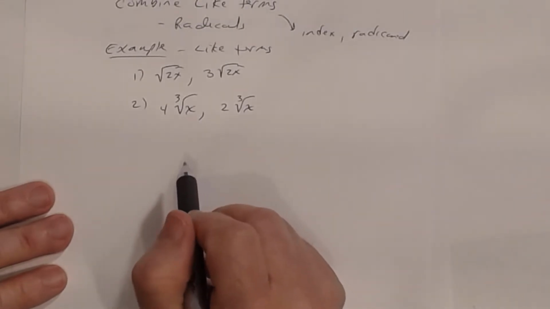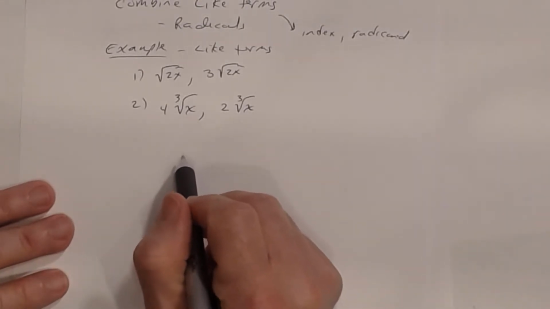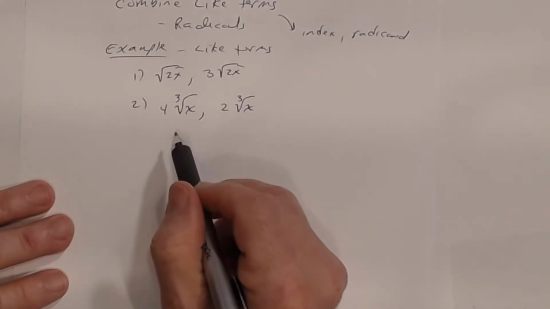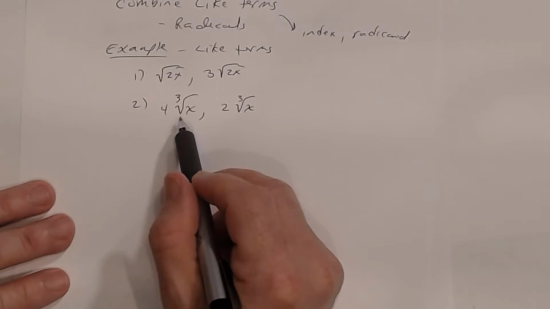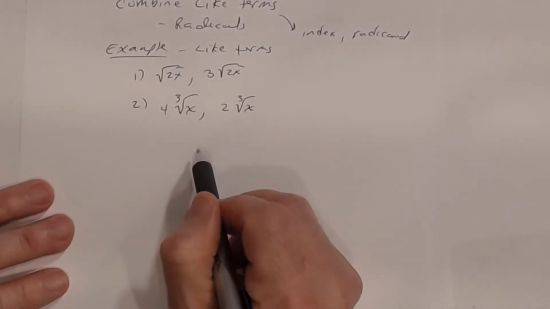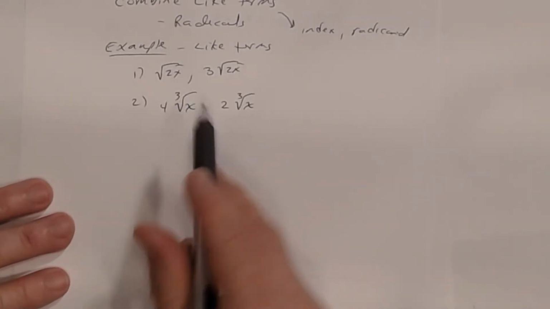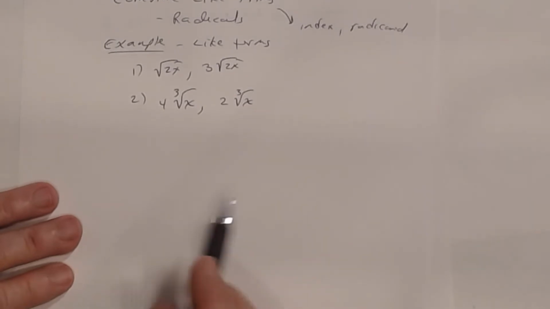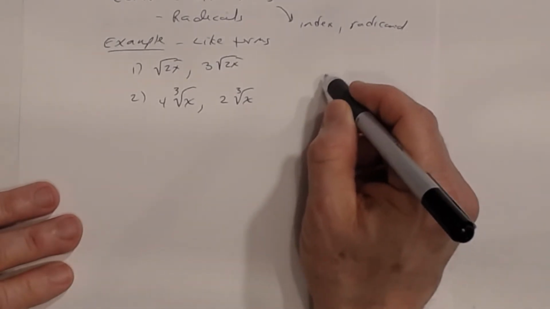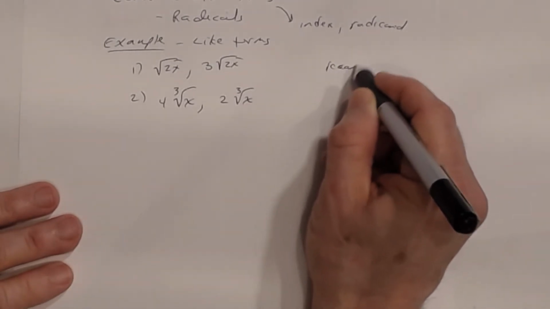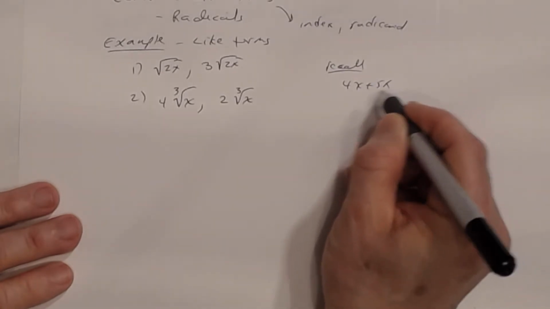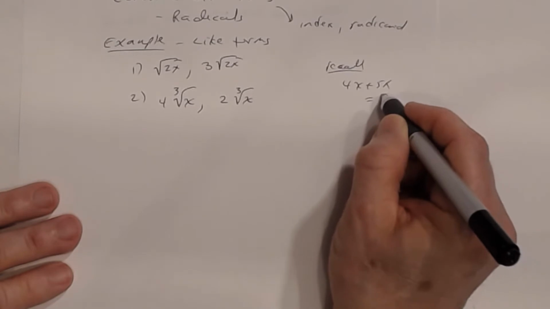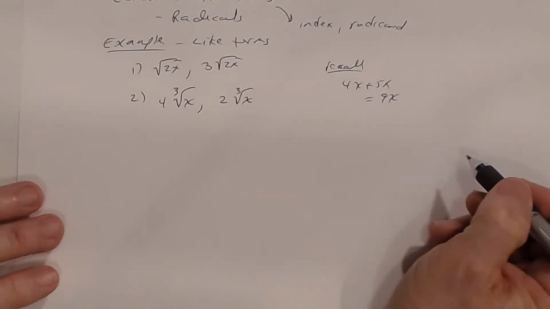It's the index and the radicand, for the most part, that will determine whether two or more radicals are like terms. At some point, as we go through this review, you're going to see that we can combine those into one radical. So they're like terms, we can combine them. It's very similar to when you did something like this, if you recall, 4x plus 5x. Those are like terms, so we can write it as just one term, 9x. Same idea.